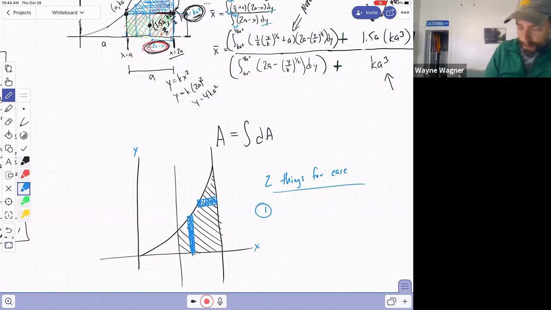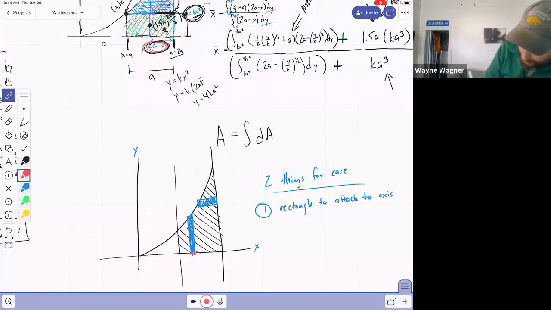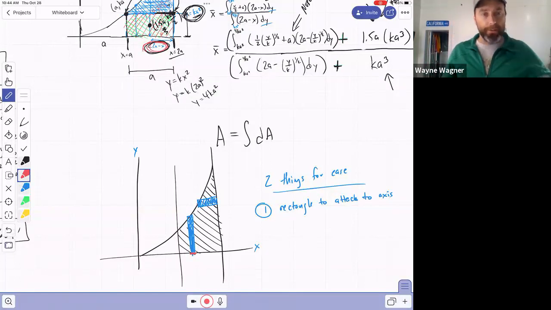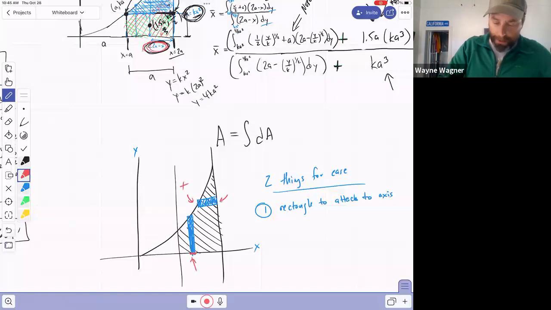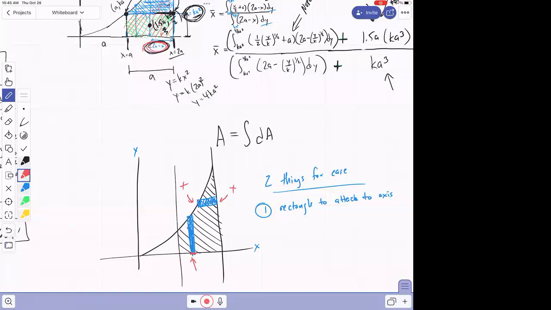Okay, one, you want your rectangle to attach to an axis. What do I mean by that? See how this rectangle is on the axis? That makes the vertical boxes better. Okay, this one does not attach to either the x or the y axis, so we don't want that one, on either side. So that's one thing that will make your life easier.